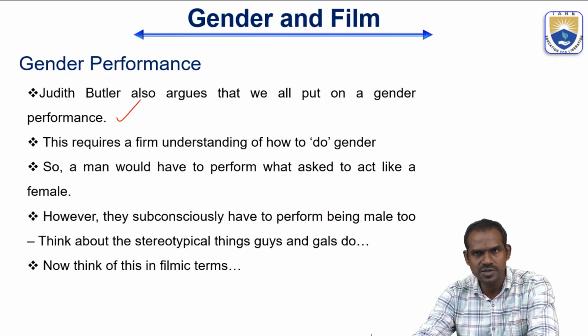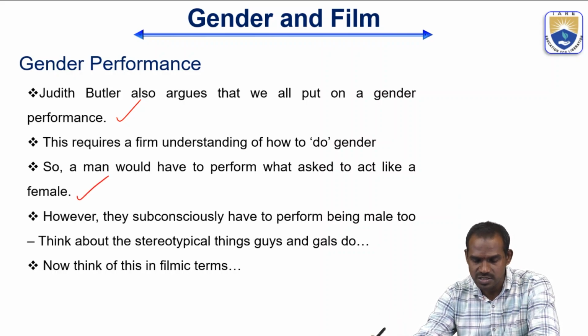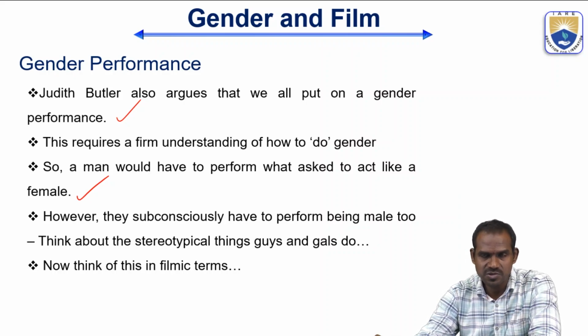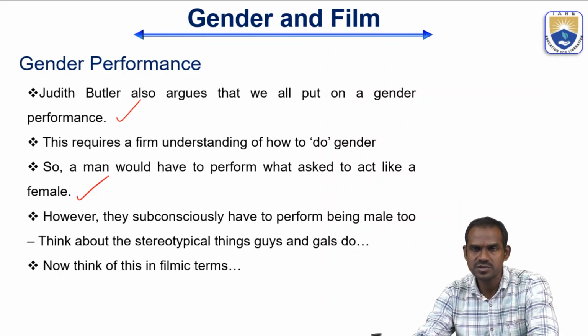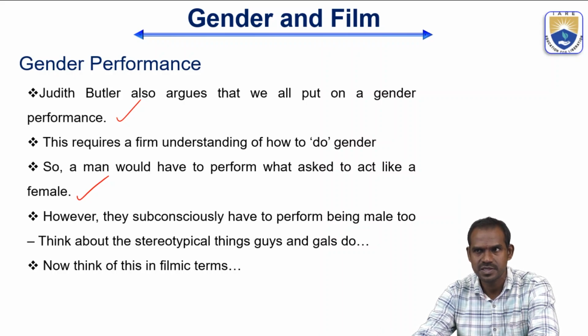Okay. So a man would have to perform what is asked to act like a female. Means man should have to perform female roles also, female should have to perform male roles also. Okay, nobody should be rigid, should be flexible. That is what I have explained in the previous slide. They will be changed according to the situation and at different times.